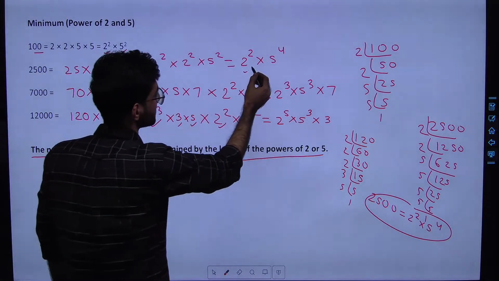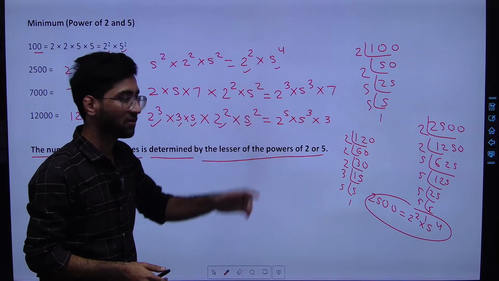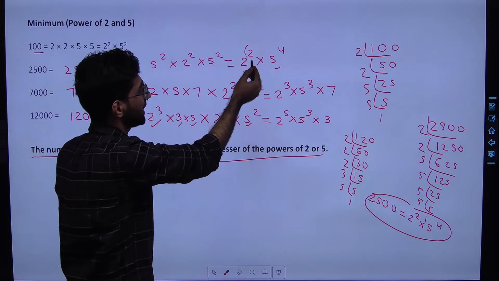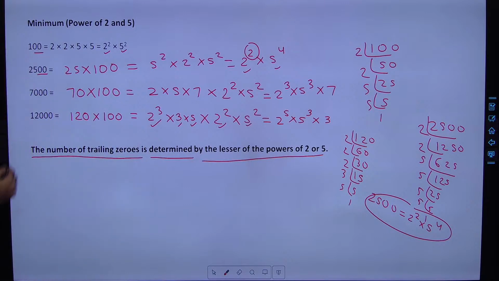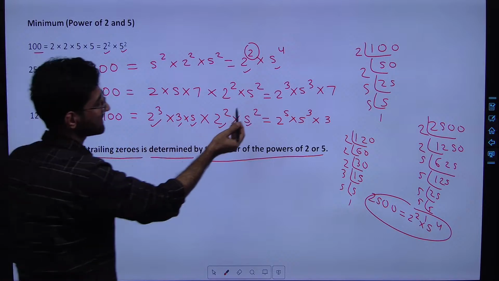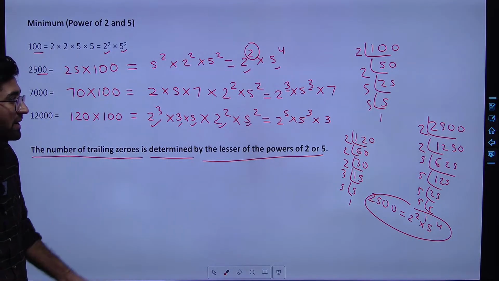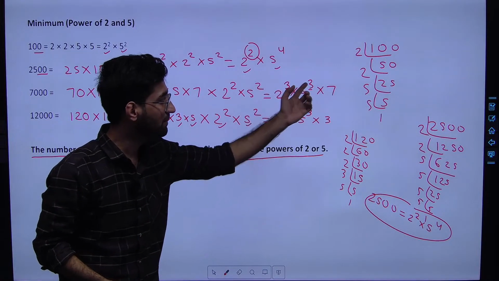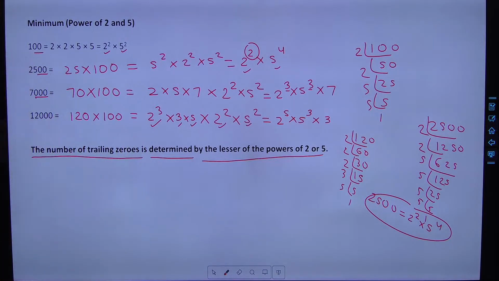Let us look at this case. Look at the power of 2 and 5. The power of 2 is 2 and the power of 5 is 4. So obviously the power of 2 is less. And what is the power of 2? The power of 2 is 2. That's why the number of trailing zeros is 2. Right? Now look at this case. Let us look at the power of 2 and power of 5. Fortunately both powers are same. So obviously the number of trailing zeros should be equal to 3. The number of trailing zeros is 3.